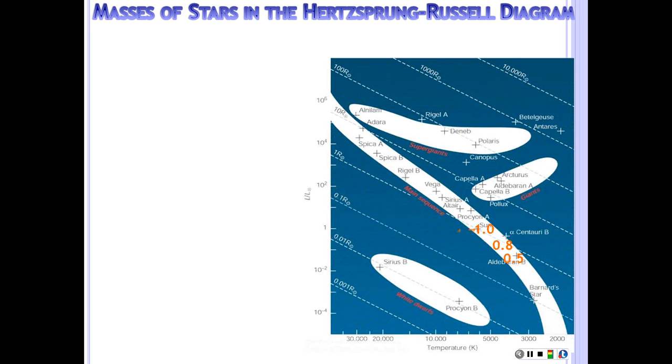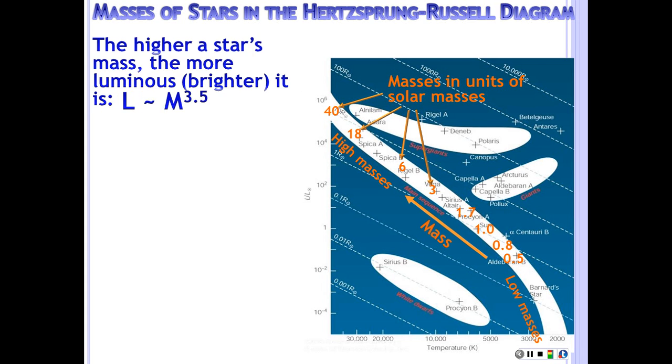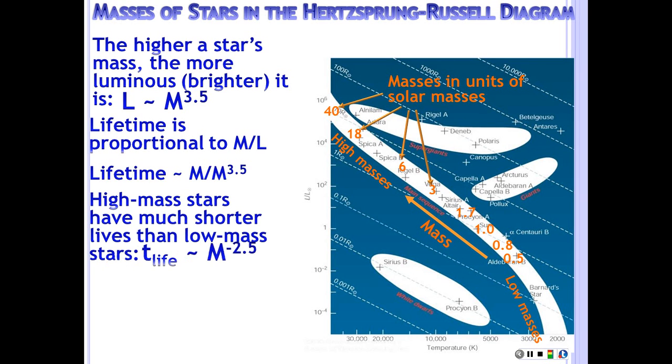Okay, so here we have an HR diagram again, and here we have the different masses put on, in solar masses, low masses at the red end, high masses at the blue end. Remember that luminosity goes as mass to the 3.5, and lifetime is proportional to the mass over the luminosity. So the mass gives you how much fuel you've got, and the luminosity tells you how fast you're using it. But if the luminosity goes as M to the 3.5, you can substitute that, and it means that the lifetime is inversely proportional to the mass to the power 2.5.